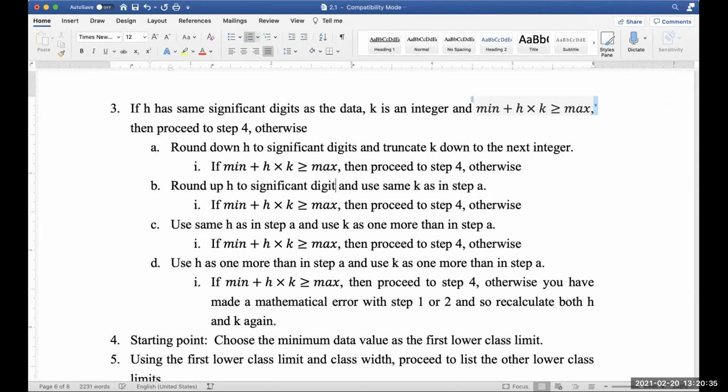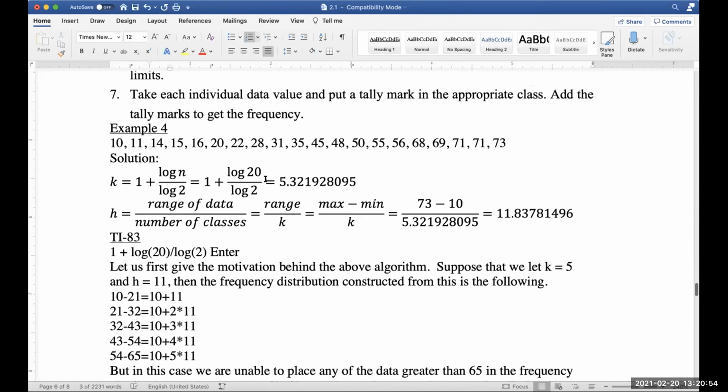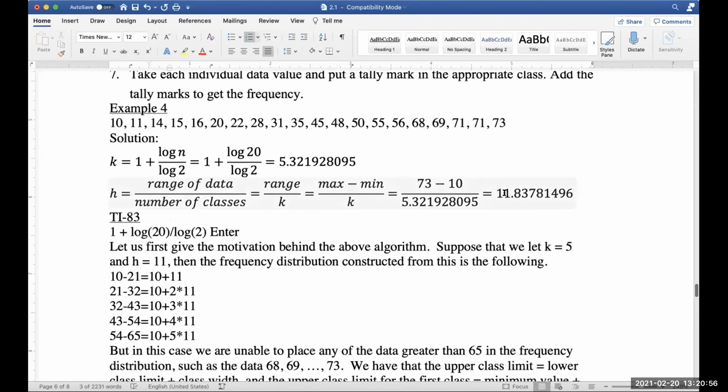It's okay. I had my fingers located in the wrong space. So first thing is you round down h. So I take h rounded down. So it'll be 11.